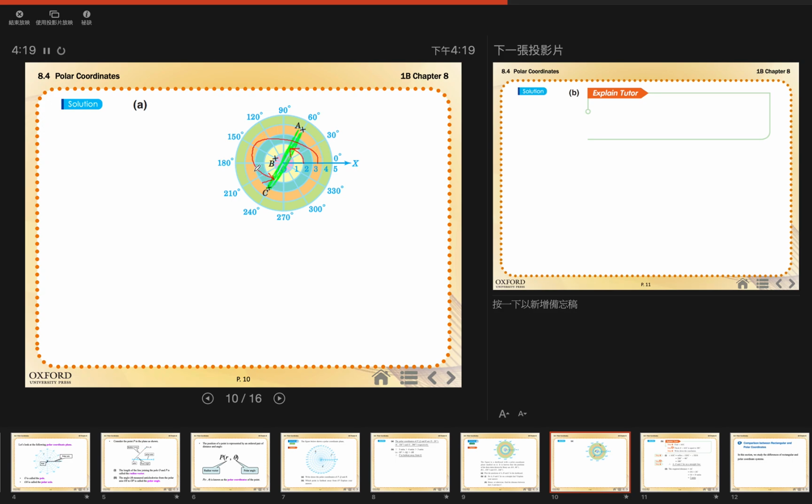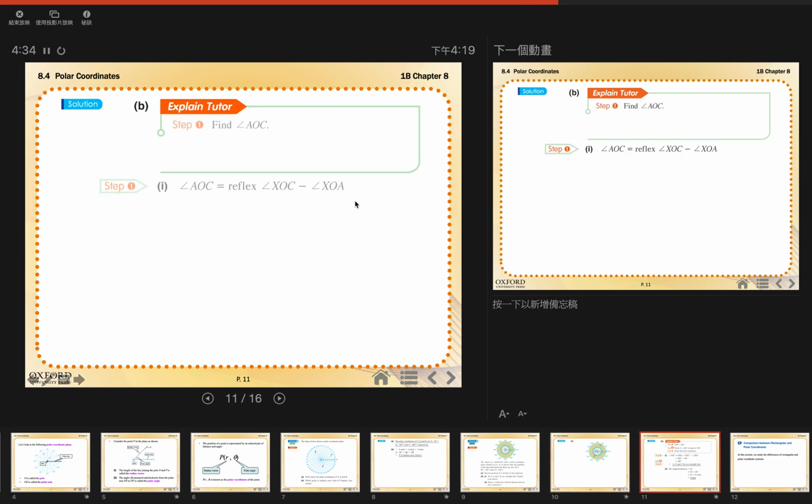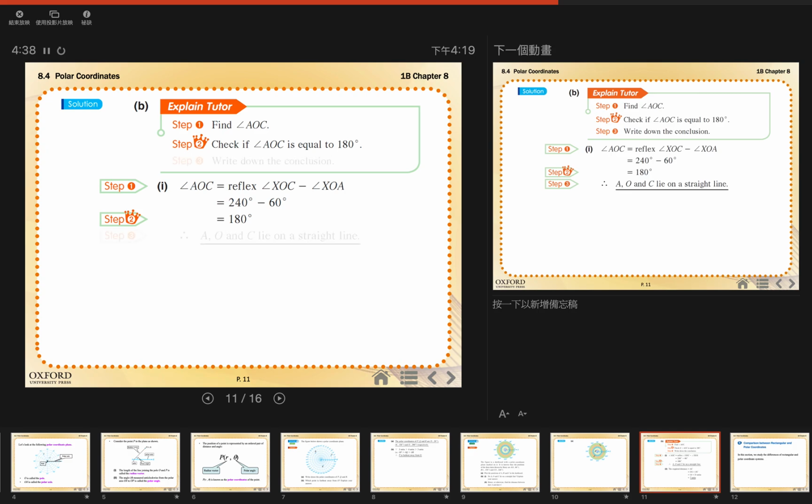So for this angle, easy, you can read the polar angle of C, that is 240, and then minus the polar angle of A, that is 60 degrees. Then you can get the answer. It is really equal to 180 degrees. And that's why A, O, C lie on a straight line. Okay, this is the explanation for part B, part 1.